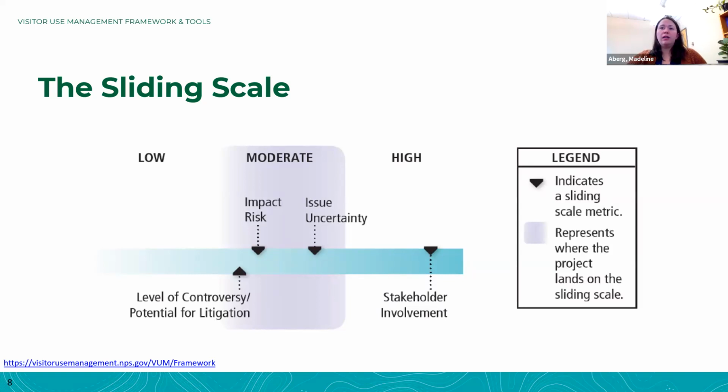The second factor that we're considering here is impact risk. So we're thinking about if there are considerable threats to the quality of resource conditions, such as endangered species, and if there are threats to visitor experience. This isn't necessarily a question that can be analyzed by data alone. It also needs to be informed by law and policy, as well as public input.